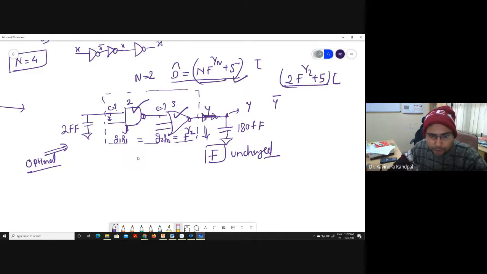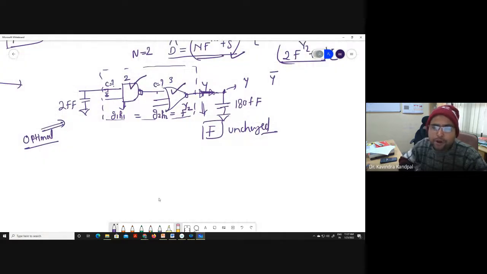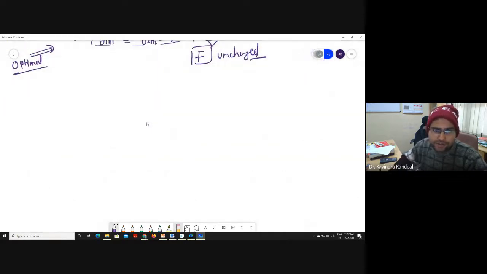But there could be a possibility, if you increase the size of the chain, the delay can reduce further. That is what we need to identify, what should be the optimal size of a chain. Now we are looking for the optimal size of the chain. Getting?